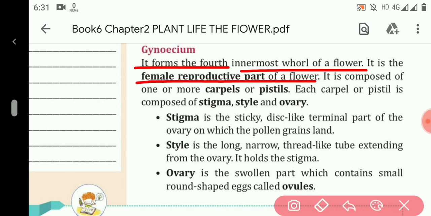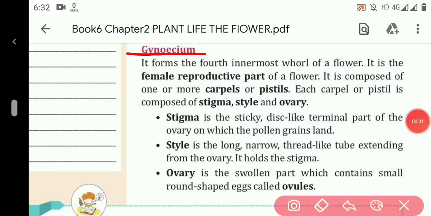It is composed of one or more carpels or pistils. There can be one or more carpels or pistils in a flower. Each carpel or pistil is composed of stigma, style and ovary. So a gynoecium of the flower consists of carpel or pistil. There can be one or more carpels or pistils in a flower and each carpel or each pistil consists of three different parts: stigma, style and ovary.